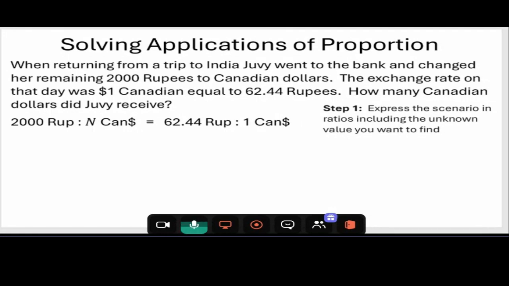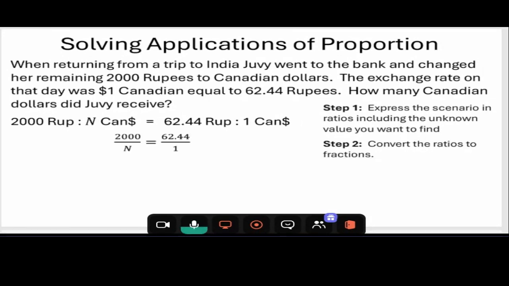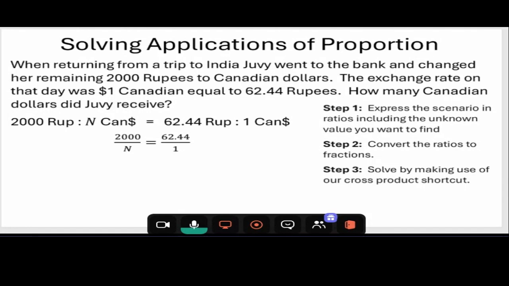So there's step one. Set up your two ratios that are equal to each other. Turn them both into fractions, which is the easiest part of the whole question. Just 2,000 over n equals 62.44 over 1. And now we're going to solve with our cross product shortcut. Find the cross product that has only numbers, no letters. So n is equal to those two multiplied together. There's the other number, 62.44, divided by that.